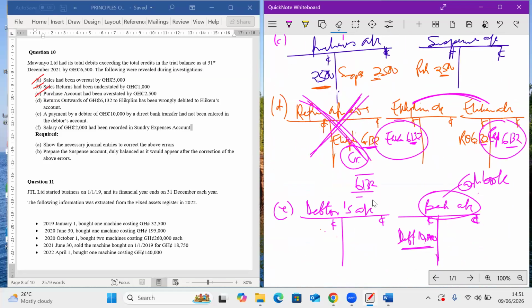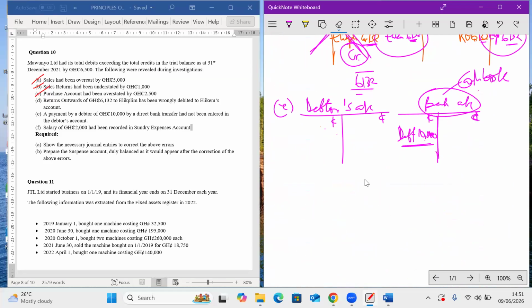So it means that between the bank account and the debtors account, the bank account is correct. You don't have any issue with the bank account. The error account is the debtors account. So we'll bring in the suspense account to come and help correct it.